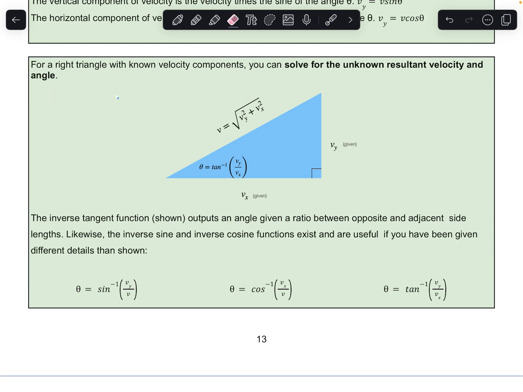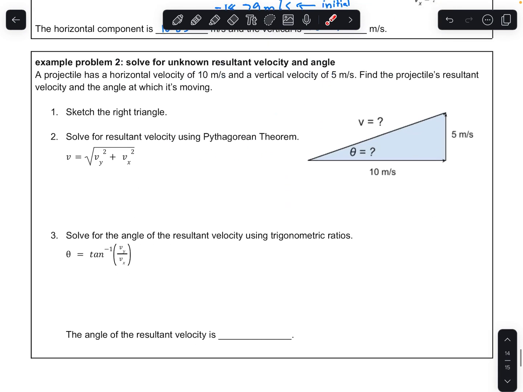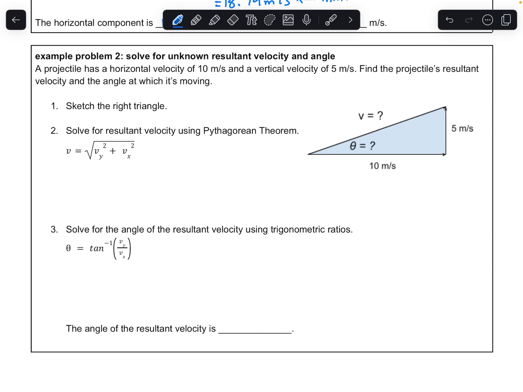Next, let's look at an example that uses these inverse functions in order to find the angle and the resultant velocity. This is example 2 on the next page. I have here an object that I'm told is traveling horizontally at 10 meters per second and vertically at 5. What is the resultant velocity and the angle at which this thing was launched? Again, first we sketch the right triangle. I've already walked you through that.